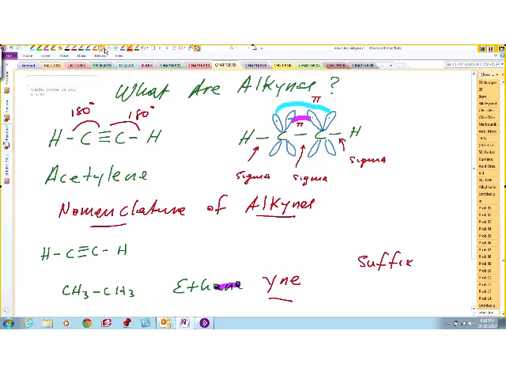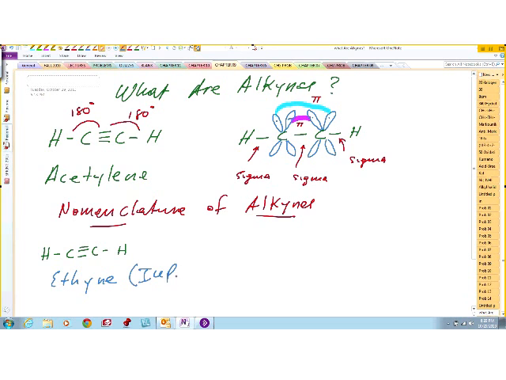So given that information, how do we name acetylene? What would be the IUPAC name for acetylene? Ethyne, very good. So this becomes ethyne. And that would be the IUPAC name for that molecule, even though the common name is actually more in use because it has been around for so long. So the IUPAC name will be ethyne. Now let us look at some more examples.